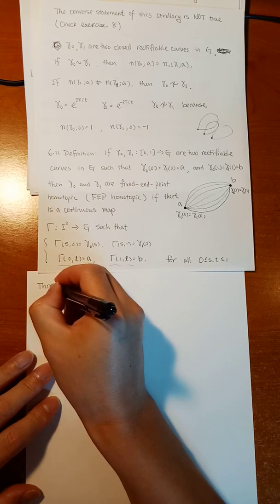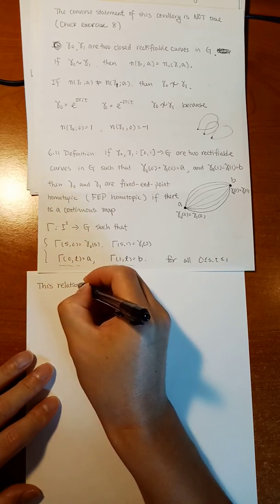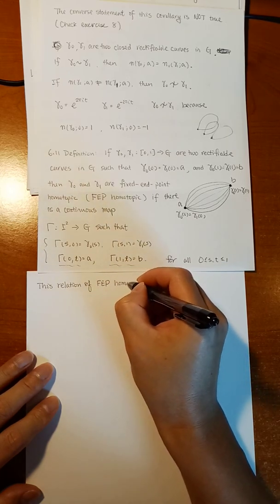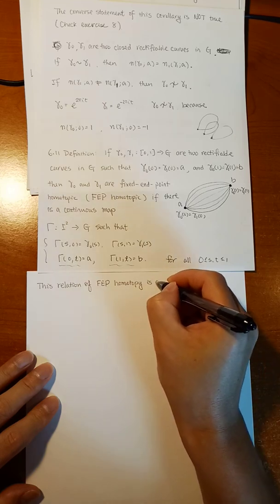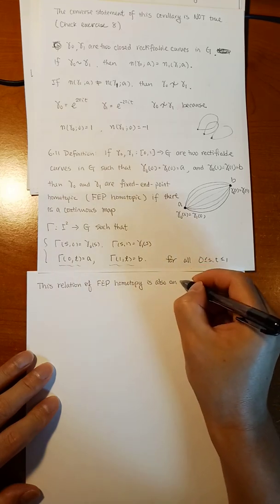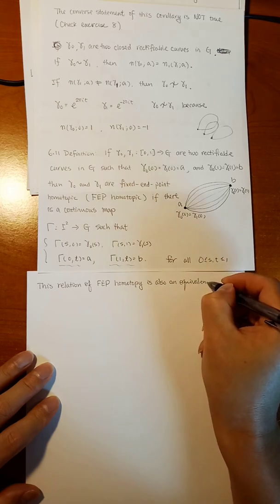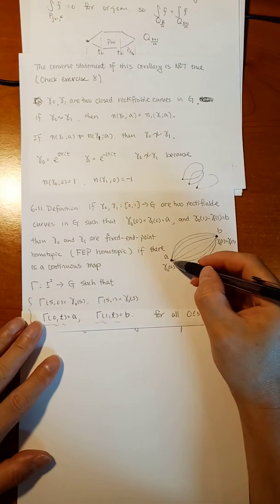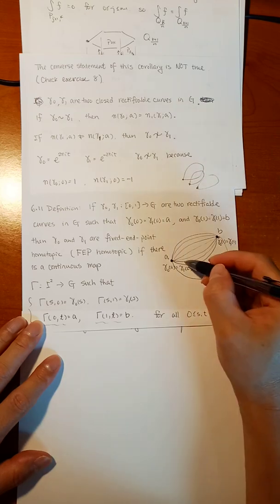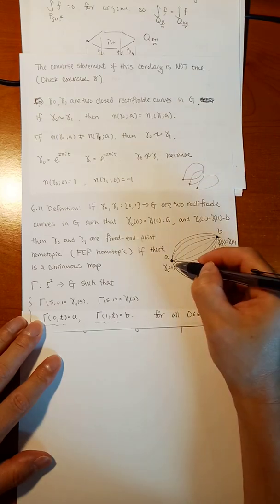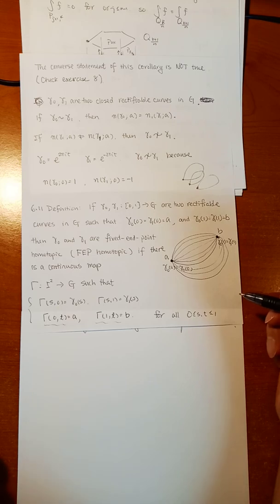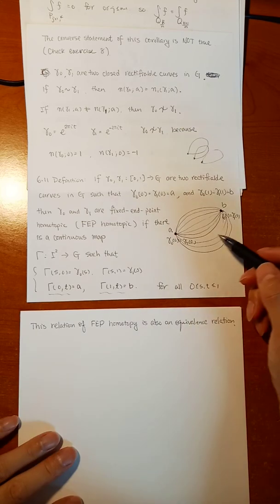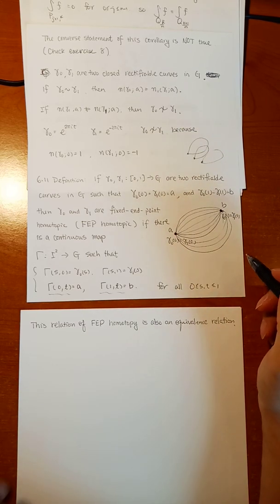And this relation of fixed endpoint homotopy is also an equivalence relation. You can imagine that, or you can just sketch it if you get the other curve. Then it looks like you have a lot of bananas together, right? So it's also an equivalence relation. Now let's use this and see what I'm going to do.